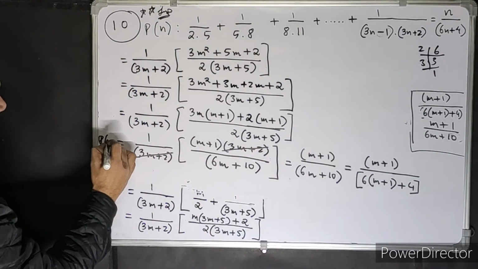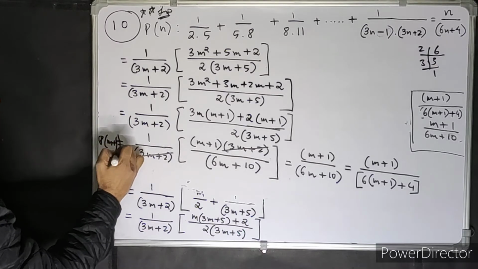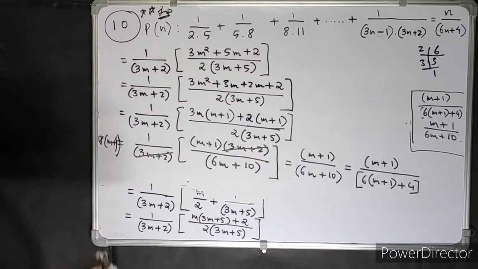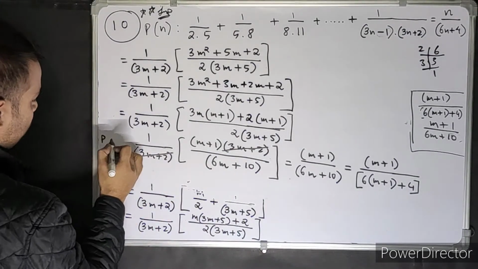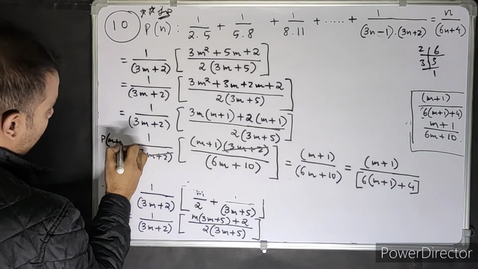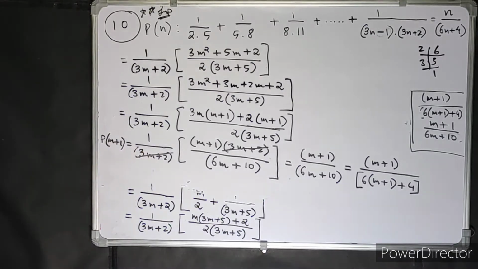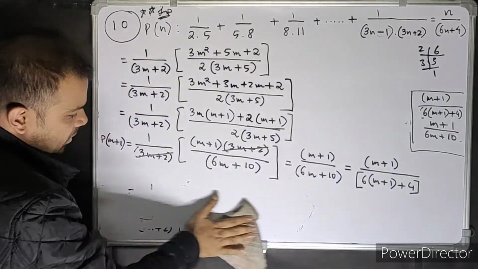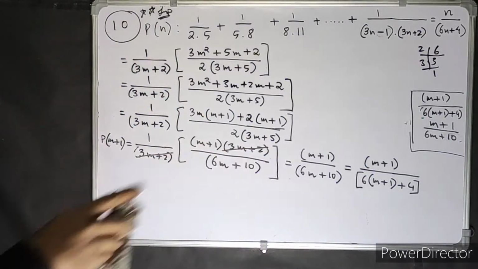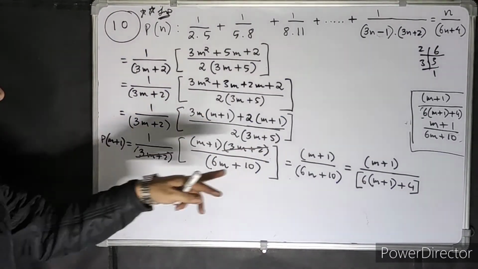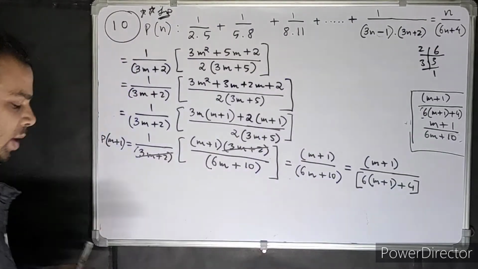So this is P of m plus 1. Okay, P of m plus 1 is equal to that. Okay. So finally I have proved it. See, I have proved it. I've got my answer. You can leave it like this only. There is no problem. You don't have to do one more step. You can just write it in this way.